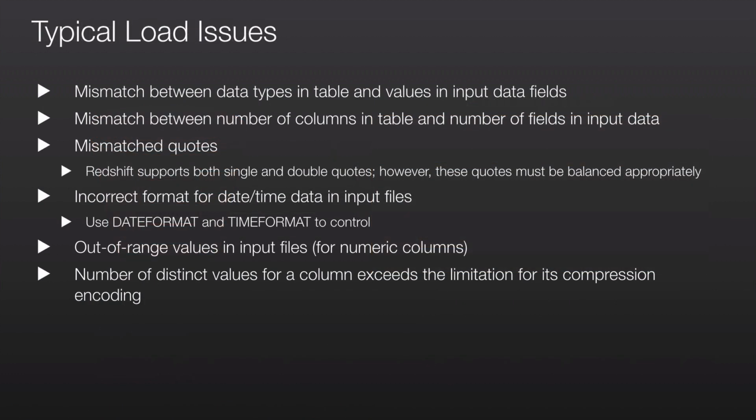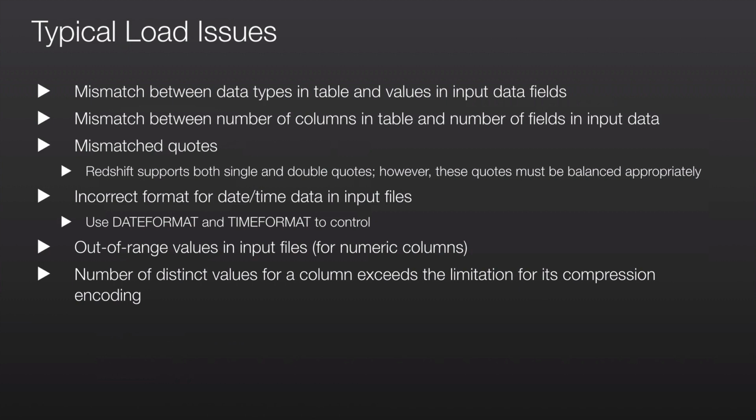Some issues that you should try to avoid when loading data. Many of these are quite obvious, but I think it's worthwhile running through them anyway. So firstly, avoid mismatches. Make sure that data types in tables and values in input data fields match each other. Make sure that you have the right number of columns. Don't have mismatched quotes. Redshift supports single and double quotes, but these must be balanced appropriately. So a double quote must match a double quote, and a single quote must match a single quote. Dates and times obviously need to be in the correct format.